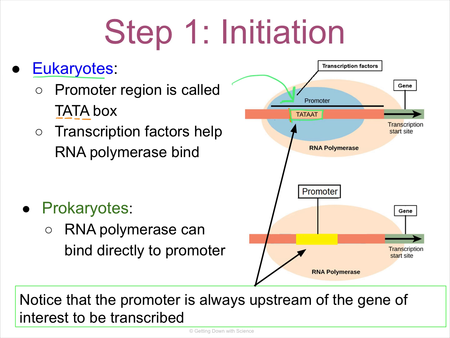Prokaryotes, things like bacteria, don't actually need the TATA box. The RNA polymerase can just bind directly to the promoter. Here in eukaryotes, like in your genes, you have to have this little box, and this is a signal to tell the cell, hey, this is the promoter region, this is where things are going to start. And down here at the bottom, it says the promoter region for both is going to be upstream, or come before where transcription actually starts.